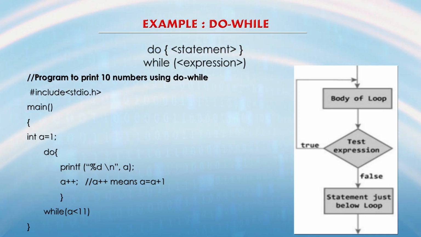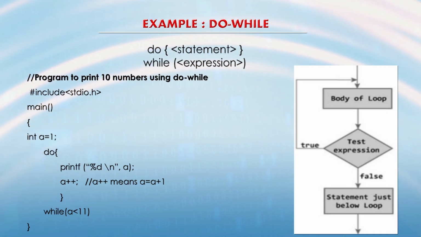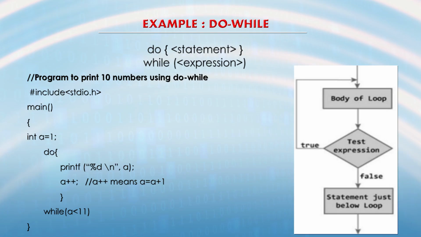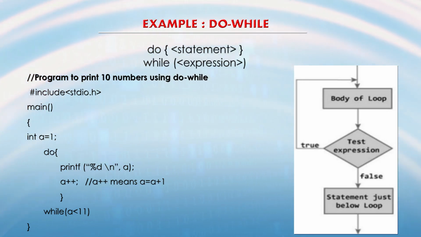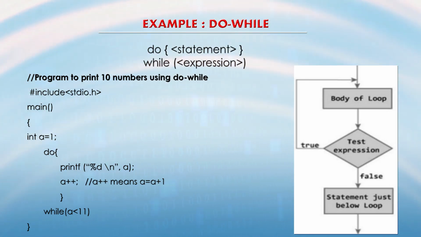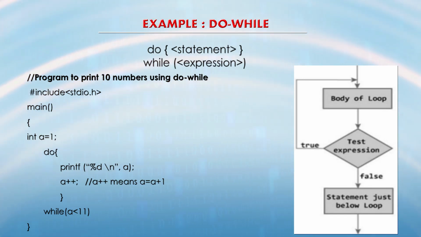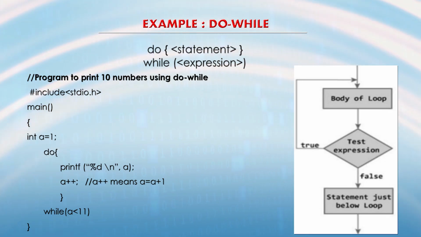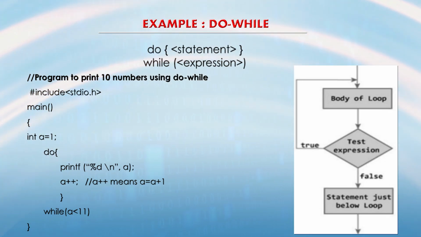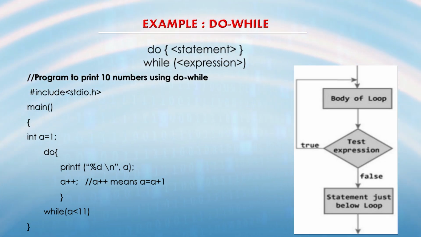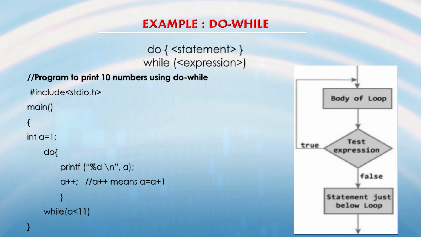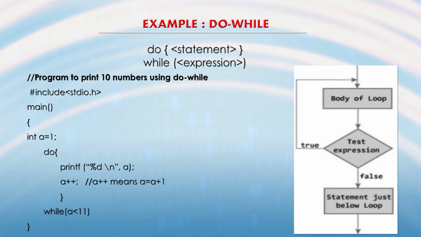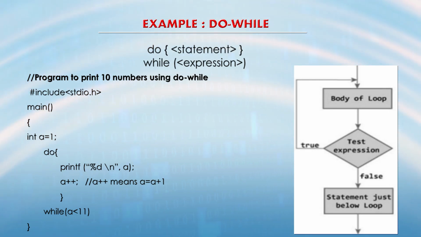Now, the do while construct says that we first define the body of the loop. We execute some statements, and we then check the expression. If that expression turns out to be true, then we again execute the body of the loop, otherwise we come out of that loop. Now, let us see how to use this do while construct to print 10 numbers. This is the program.